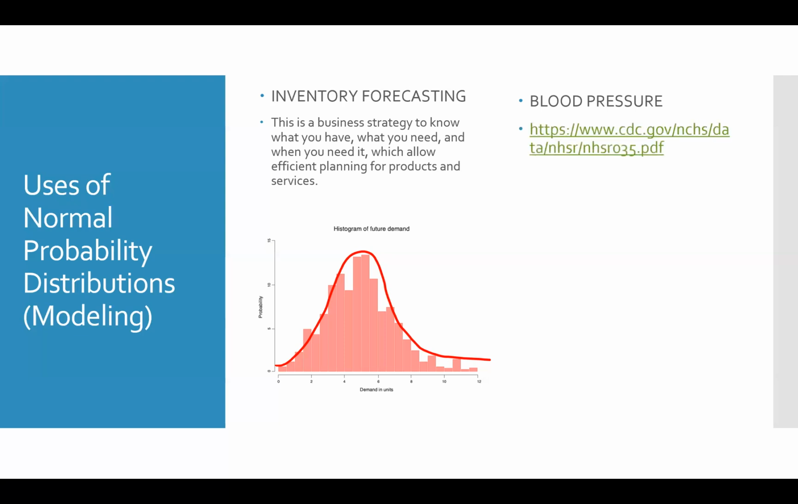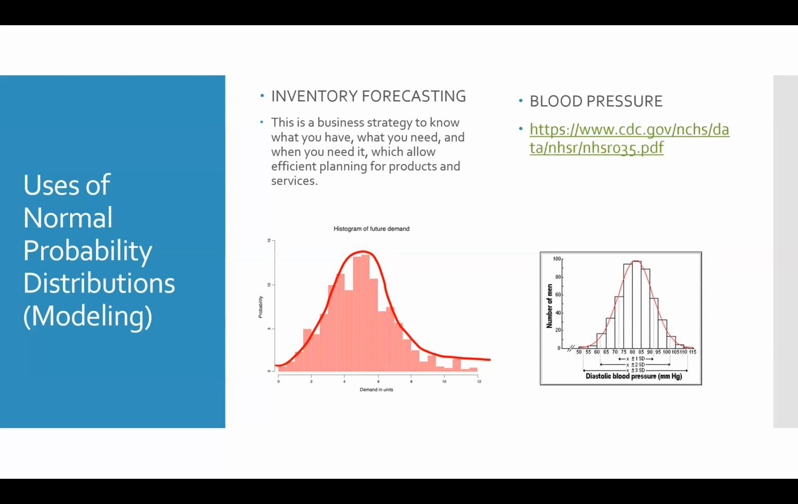Blood pressure. Again, diastolic blood pressures are typically normally distributed. This particular graph shows it for men.